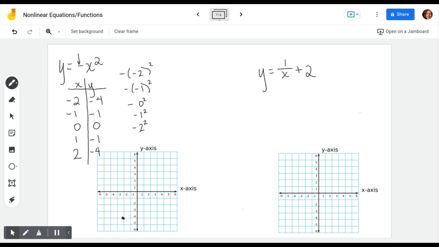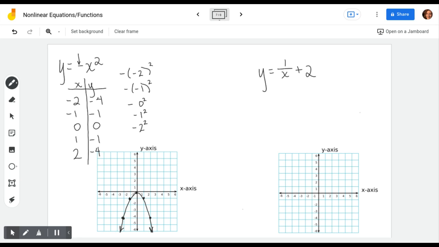I have a point at -1, -1, 0, 0, 1, -1, and 2, -4. These are supposed to be curved, so try not to make it too V-shaped. I know it kind of naturally comes out looking like that. Try to give it a little bit of a curve up there.